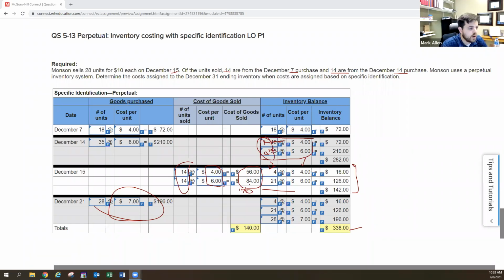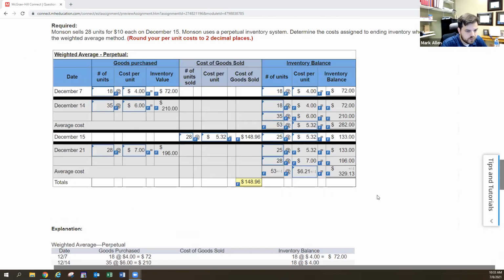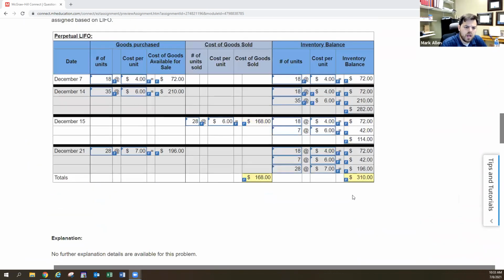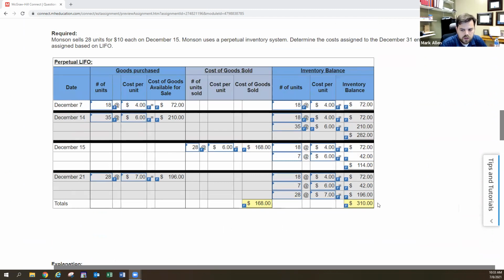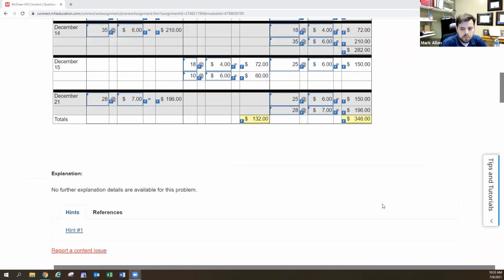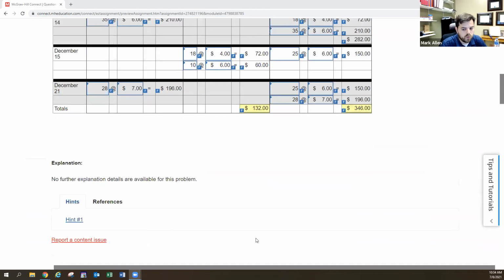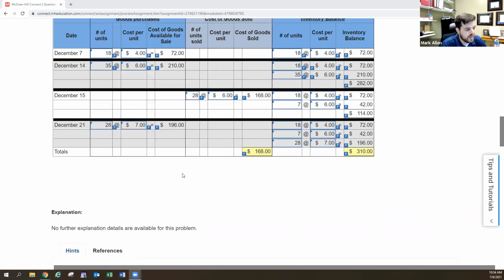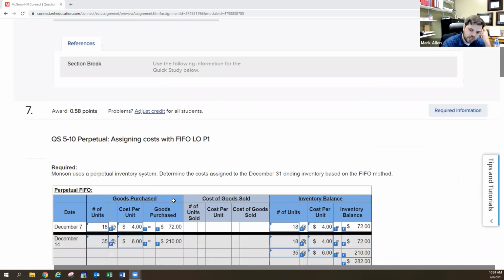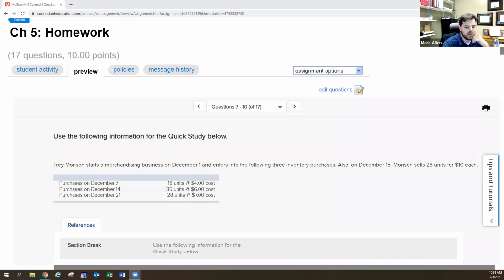Now, before we continue, I do want to take just a second to review this. You'll notice that my perpetual LIFO inventory is 310, perpetual FIFO inventory is 346, cost of goods sold 132 and 168. So we saw exactly what we expected, right? This was a period of rising prices. I don't think they told us that, but I can tell by looking at my table. $4, $6, $7, prices are going up.